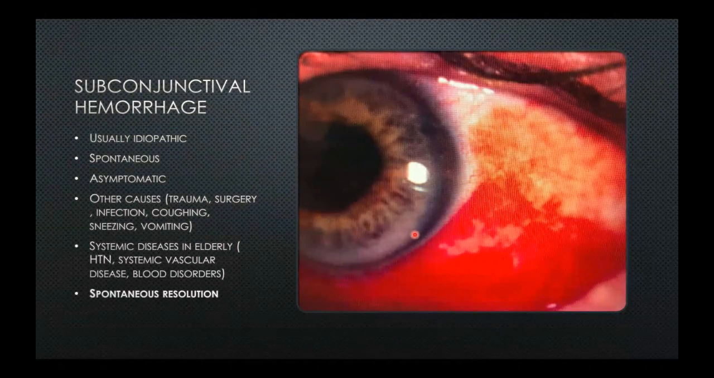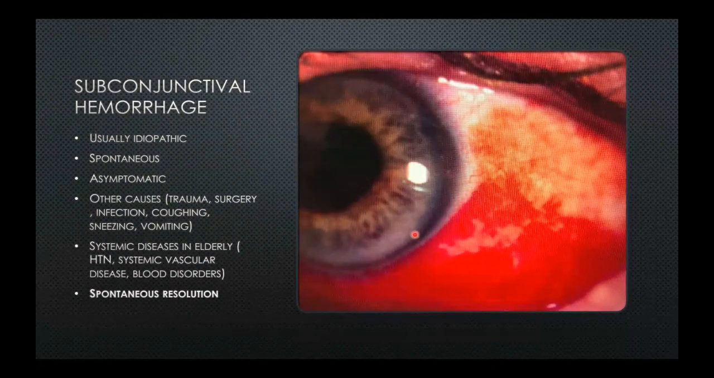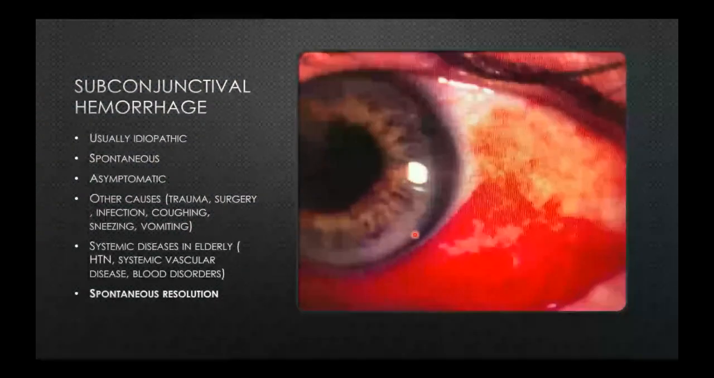Now, you also have to rule out systemic diseases, especially in the elderly patients. Their blood pressure can shoot up, systemic vascular diseases, and you also want to rule out blood dyscrasias. Okay, so these are some of the things that you want to rule out. If there are blood dyscrasias, you won't just get the subconjunctival hemorrhage. You'll also get hemorrhages on the retina as well.